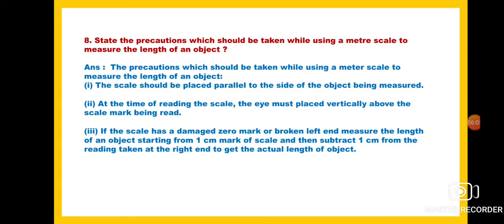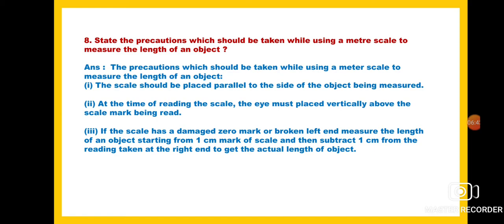The last question, state the precautions which should be taken while using a meter scale to measure the length of an object. So when you are using the meter scale to measure the length of an object, what are the precautions you should take? Okay, now number 1, the scale should be placed parallel to the side of the object being measured. For example, suppose you want to measure the length of a straight line, understood? Then you have to place the ruler parallel to the object, that means parallel to the line only, then only you will be able to measure.